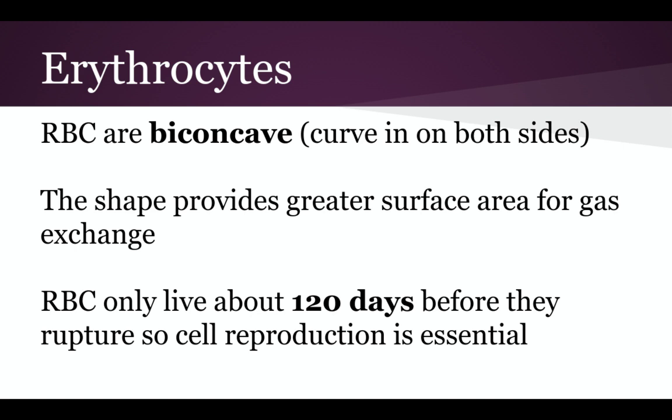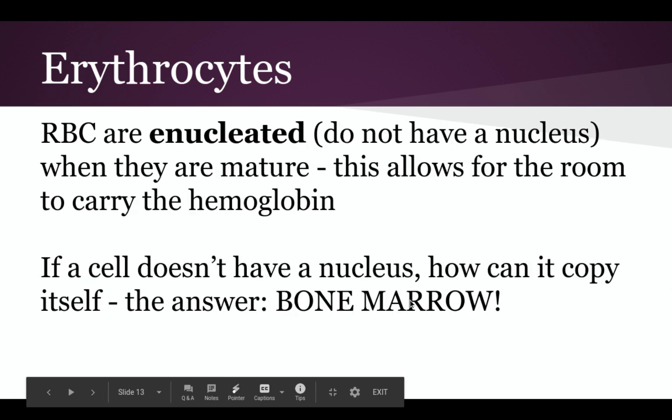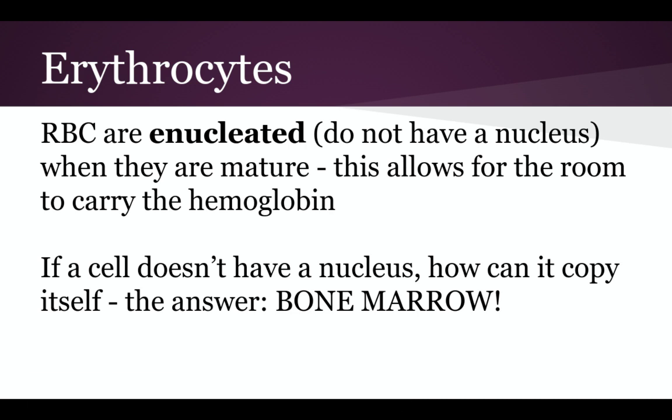Red blood cells can only live about 120 days before they rupture, so cell reproduction is essential. You have to continually be making these new cells. And red blood cells are enucleated, which means they don't actually have a nucleus. When they mature, they get rid of this nucleus. This allows for more room to carry hemoglobin. Really, their job is to have this hemoglobin to connect to the oxygen.